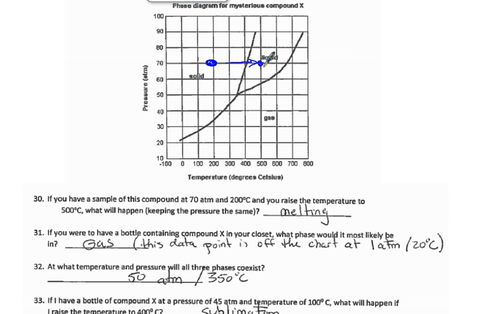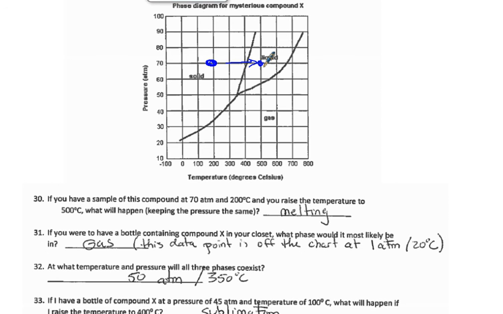What do we call it when a solid turns into a liquid? We call it melting, right? If you said melting, you're right. It's melting: the solid goes from a solid to a liquid at that pressure and those temperatures.